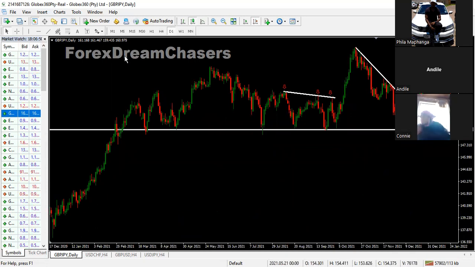Where's the inverse? Where's the inverse? Look at this. I will zoom in. Remember, I'll go back to this. Once the support is broken, it becomes a resistance. Can you see that? Okay. So the price was holding this side. 1, 2. Unfortunately, it did not hold here. What happened? The price held it on top. So it was a resistance here.